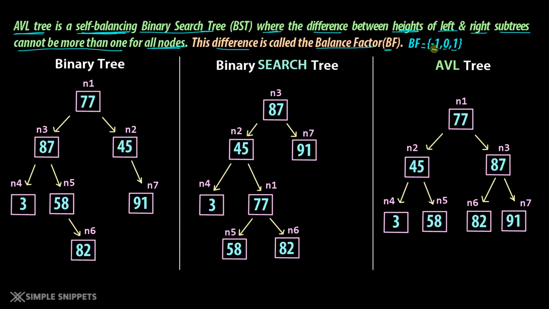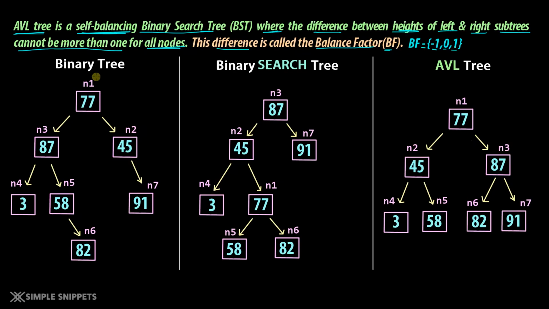So anything beyond -1 or beyond 1, like if the balance factor is 2, 3, 4, then that binary search tree is considered an imbalanced or unbalanced binary search tree and it does not become an AVL tree, okay? So below over here we have 3 examples of a regular binary tree, a binary search tree and an AVL tree. Let's take a quick look at it.